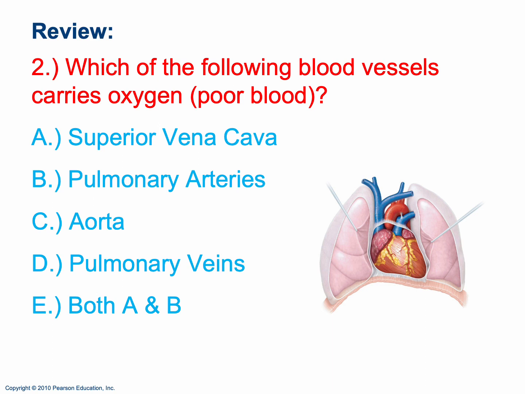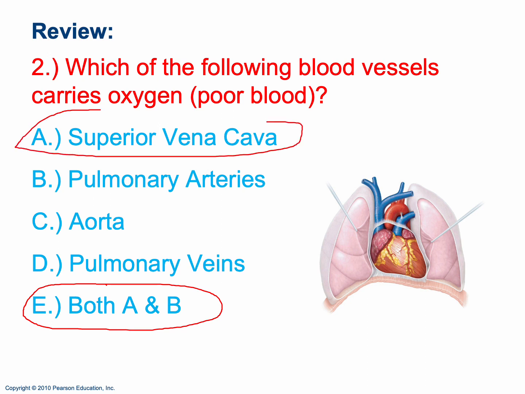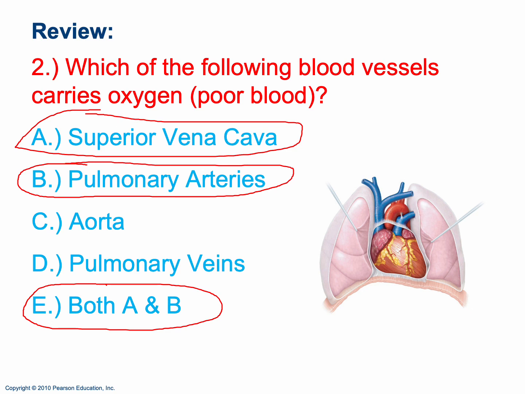Number two for review. Which of the following blood vessels carries oxygen-poor blood? So what would be the correct answer here? And the correct answer that I would go with would be choice letter E. So both A and B. So the superior vena cava and also B, the pulmonary arteries. Definitely not the aorta or pulmonary veins because they're carrying oxygen-rich blood.